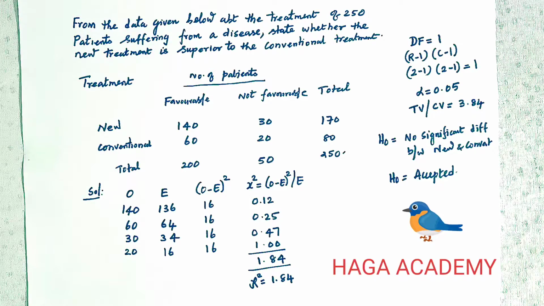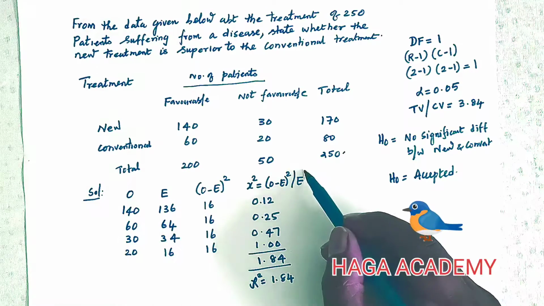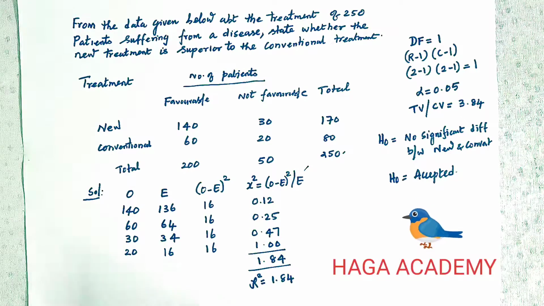For the purpose, how are we going to start? First we must understand the formula. Chi-square equals observed frequency minus expected frequency, whole square, divided by expected frequency. This is the formula exactly. Before we reach this formula, we have to do some basic activities.